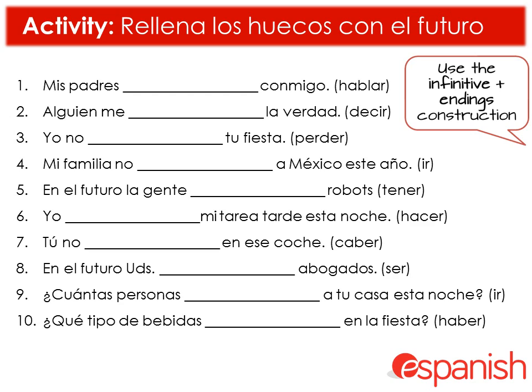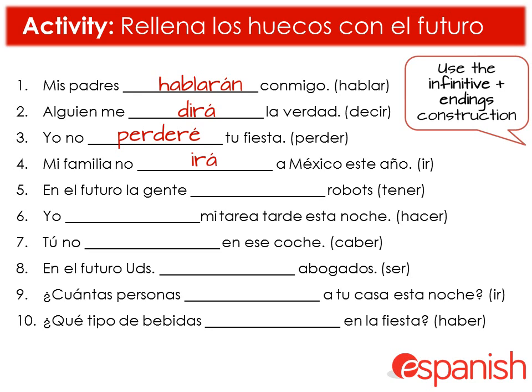Okay, let's check your answers. The first one, mis padres, so the subject is them, they. Mis padres hablarán. So we take the infinitive, hablar, and put on an with the accent. Someone will tell me the truth. Alguien me dirá. Now, decir, don't forget, is an irregular stem. So it's not decirá, it's dirá. The third one, yo no perderé. I won't miss your party.